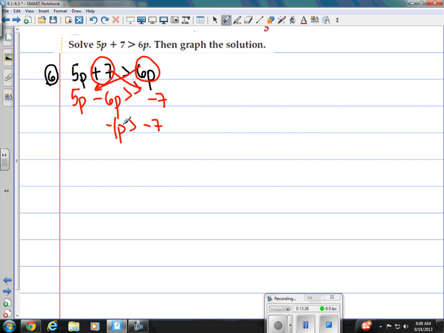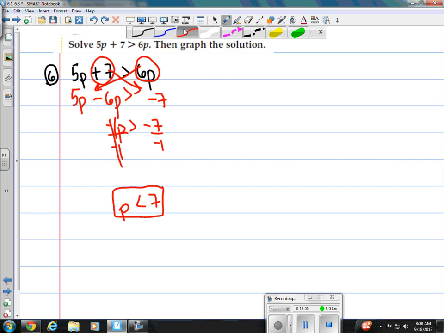Last step to solve for p is divide both sides by -1. The -1's cancel, and p, and now you have to ask yourself, we divided by a negative, so what's going to happen to our inequality symbol? It's going to change direction. It's going to flip. And -7 divided by -1 is +7.